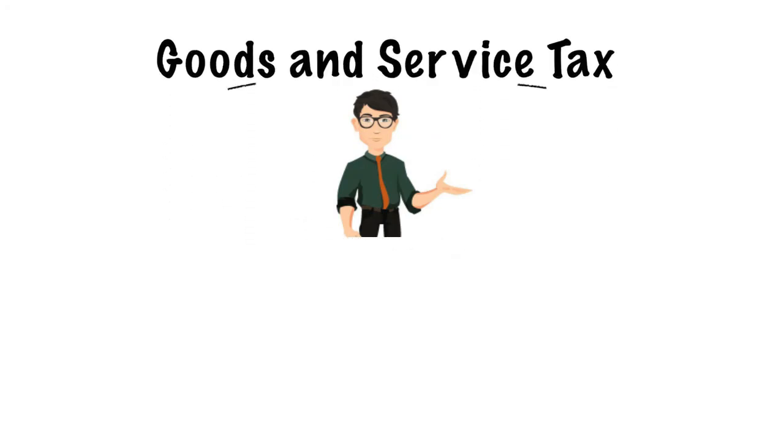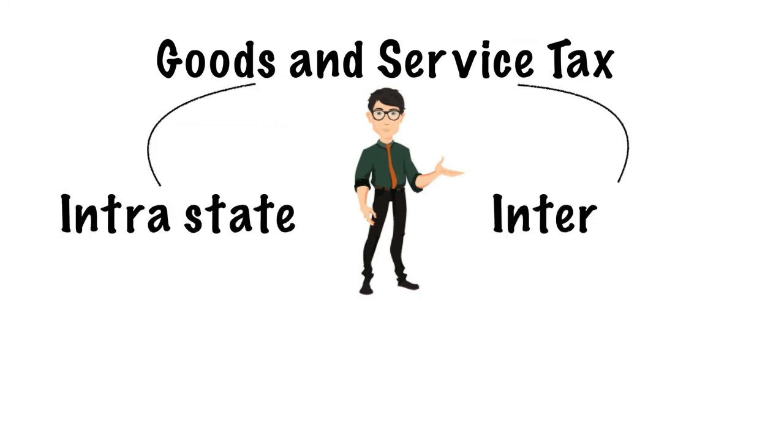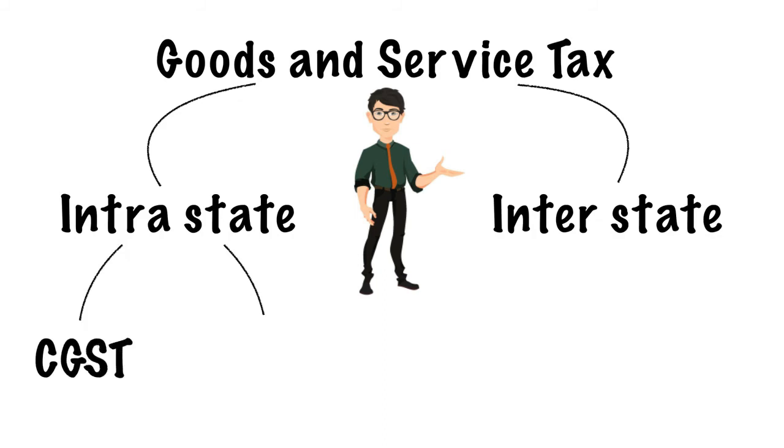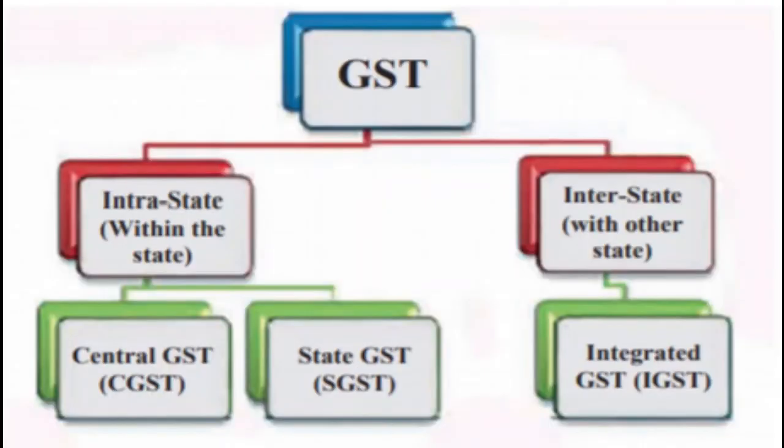Let's understand the terms under GST. GST can be divided into two types based on the place of transaction. First is intrastate, that is within the same state, and second is interstate, that is between two different states. Intrastate includes CGST, that is central government GST, and SGST, that is state government GST, whereas interstate includes IGST, that is integrated GST, which is the sum of CGST and SGST. Let's take an example to understand this concept.